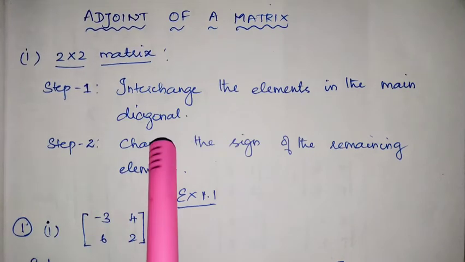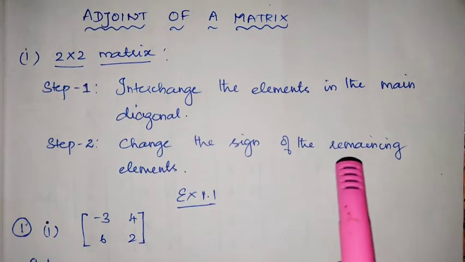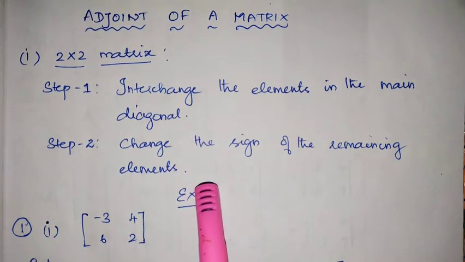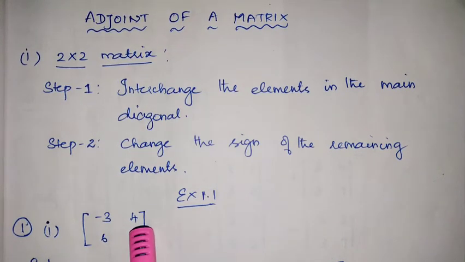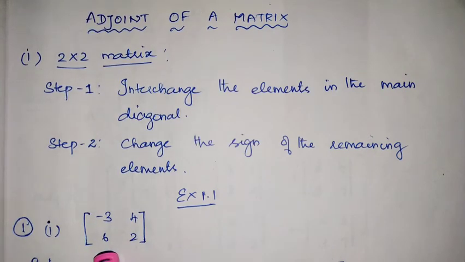Step 2, change the sign of the remaining elements. What are the remaining elements? 6 and 4. What is the sign of 4? It is plus, so change it into minus. What is the sign of 6? It is also plus, so change it into minus. So this is the procedure, very simple for a 2x2 matrix.